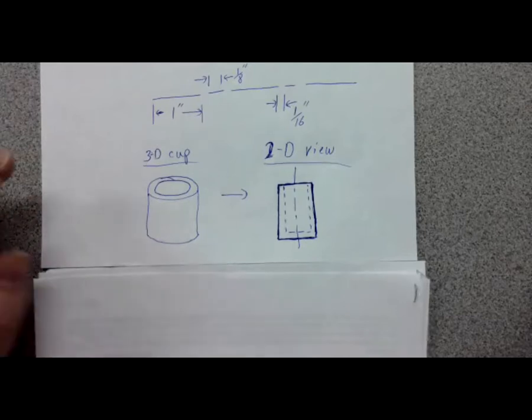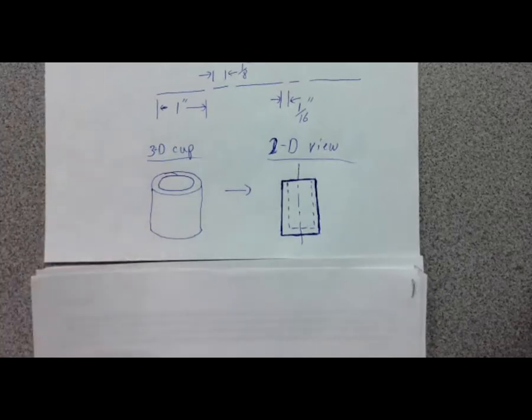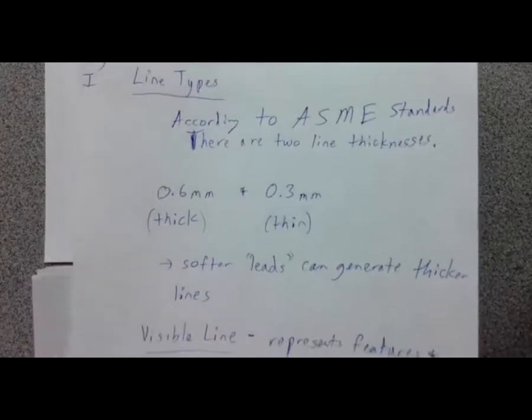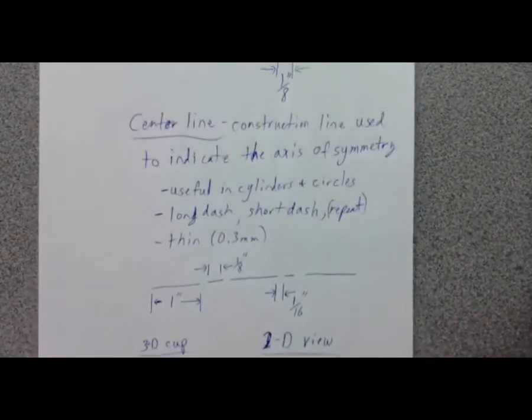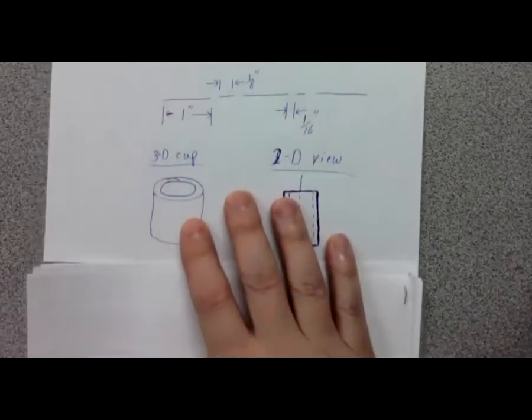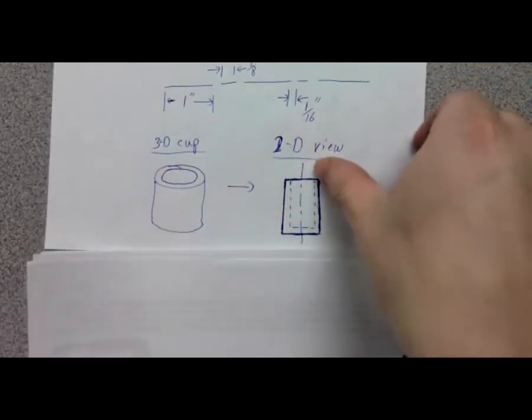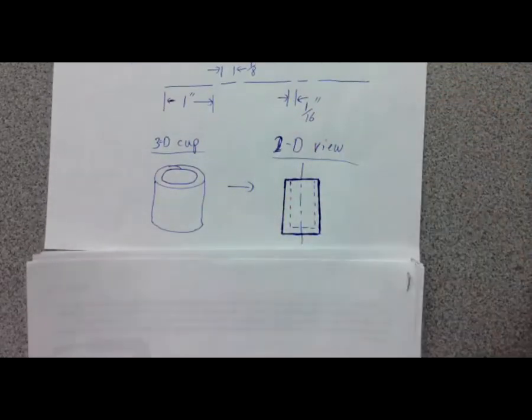All right, so let's talk about a couple of other line types. The pages I've scanned for you, available in Canvas, talk about a variety of line types. We're not going to talk about all of them. These are the three critical ones: we've got to be comfortable with visible lines, hidden lines, and then the center line. You've got to be very comfortable with at least visible and hidden lines, and have some familiarity with the center line.